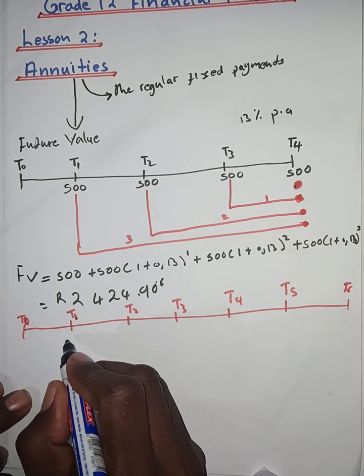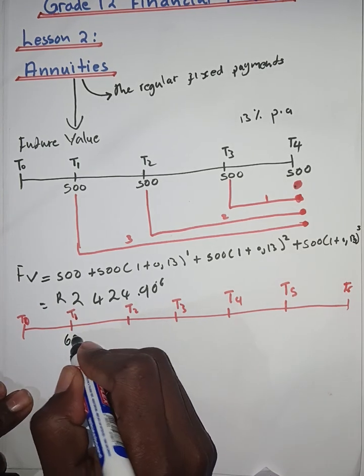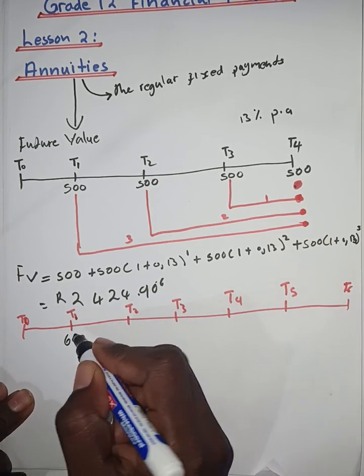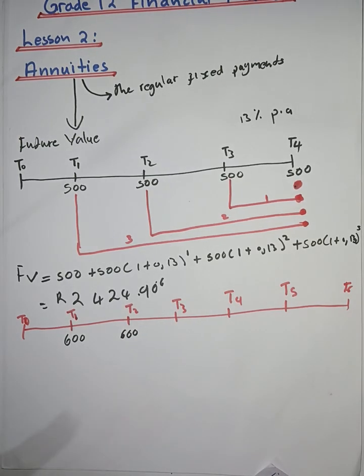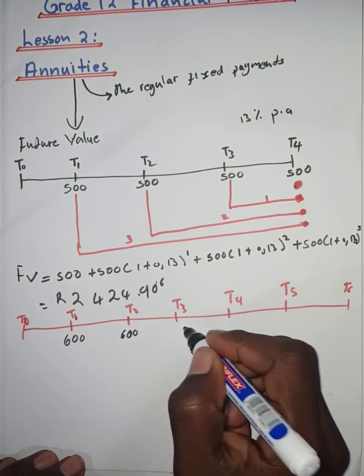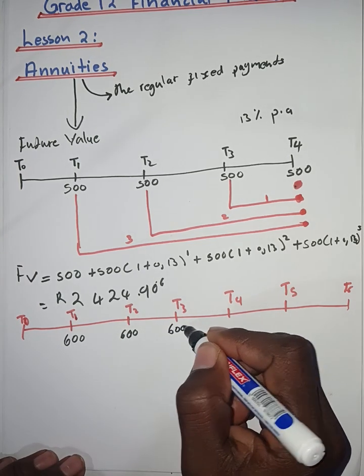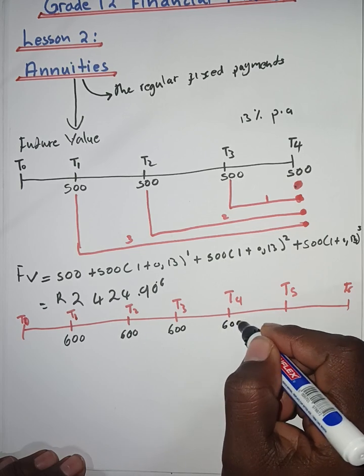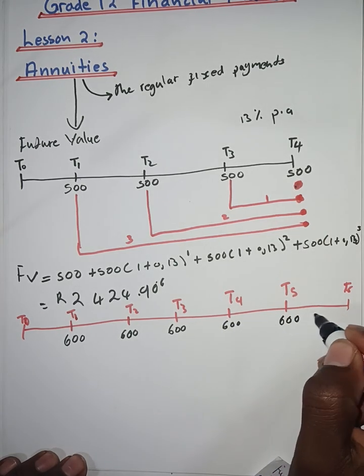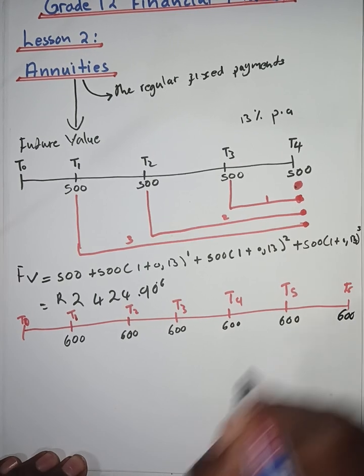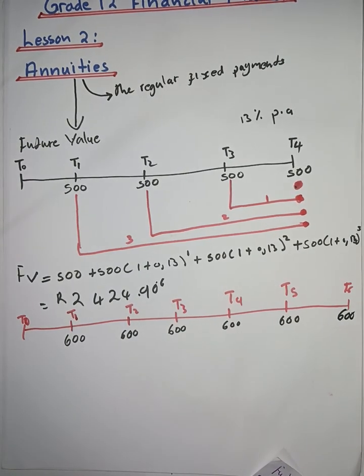So this would be, suppose it was 600, so this would be where we invest our 600. And also at T2, now remember, it must be a fixed amount, I should rather say. It mustn't change. So it must be a regular fixed amount, so it must be the same amount that I invest every year in this case. So that would be another 600, and that would be another 600.